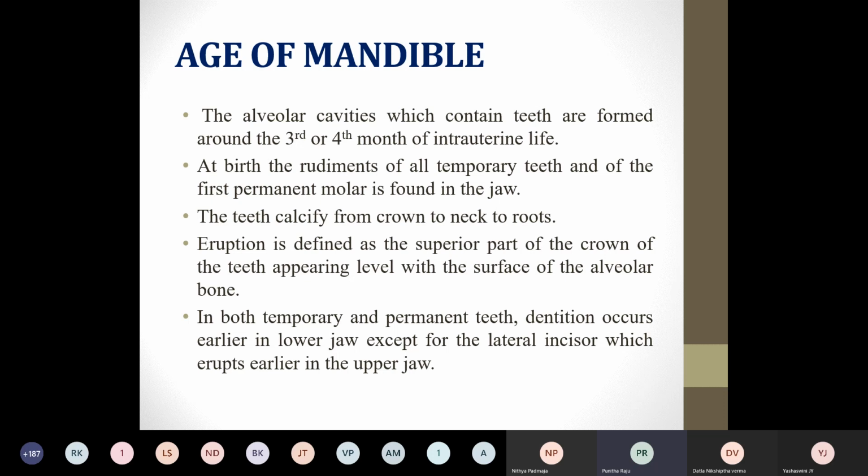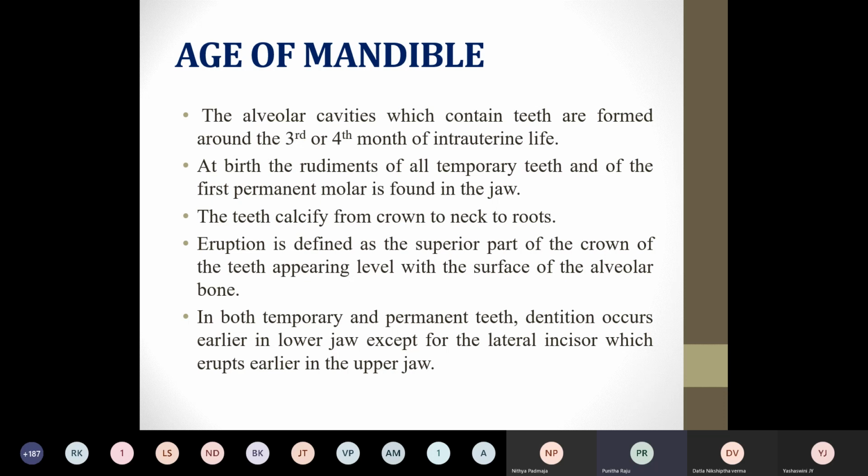Normally at the 9th month of intrauterine life, you can see the rudiments of all the temporary teeth and the first permanent molar. You don't have the rudiments for the second and third permanent molar at the time of birth. You have the rudiments of only the temporary teeth and the first permanent molar at the time of birth. The teeth calcify from crown to neck to root.